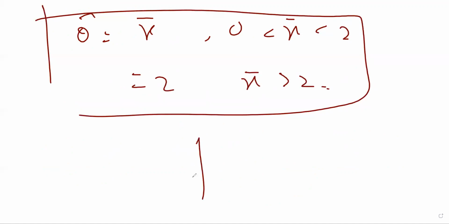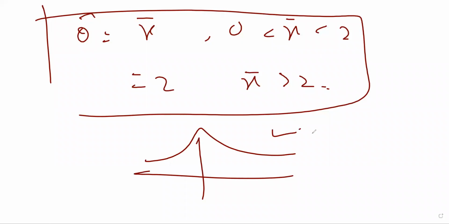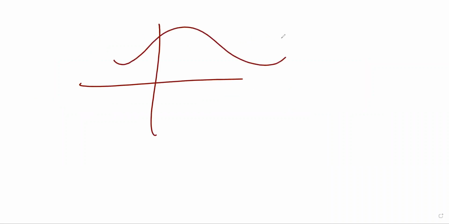See, if you are not understanding, just make this. This is L of theta. This is theta. This was X bar where it was taking maximum value. Suppose this is 2. One second, I will make this graph. Suppose graph is like this. So this is theta and y-axis L of theta.